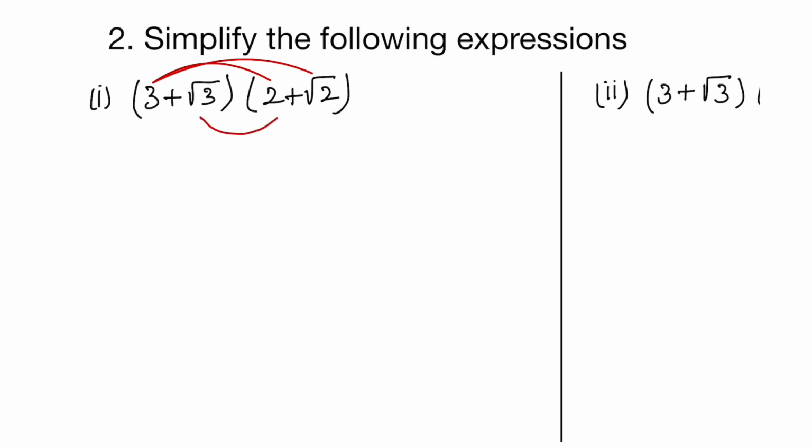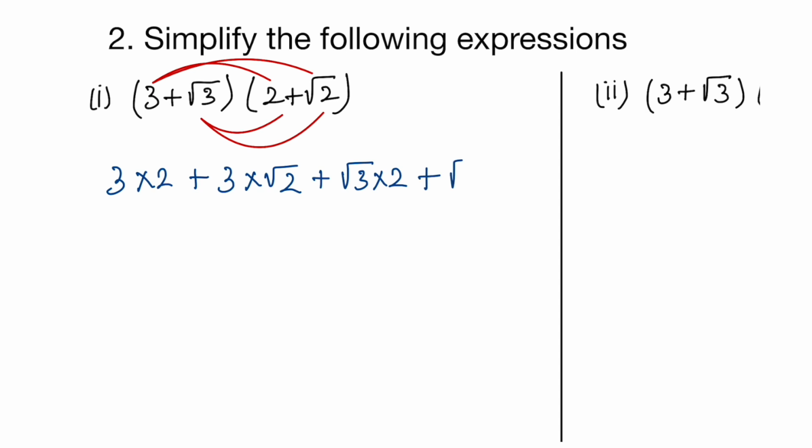And you are going to take this root 3 and multiply it with the 2, and multiply it with root 2. As simple as that. So that is going to give you 4 terms, right? 3 times 2 is 1 term, 3 times root 2 is another term, plus root 3 times 2 is 1 term, and root 3 times root 2 is your last term. Okay, you have 4 terms now.